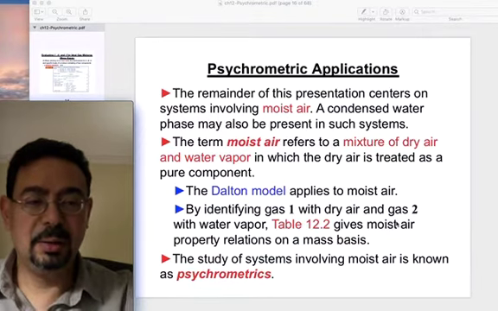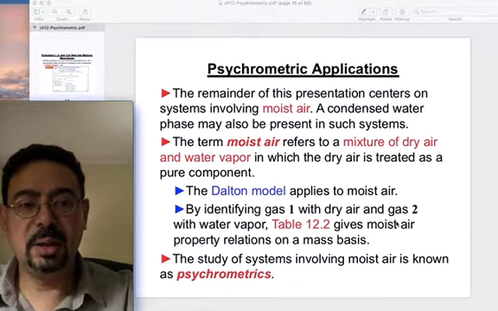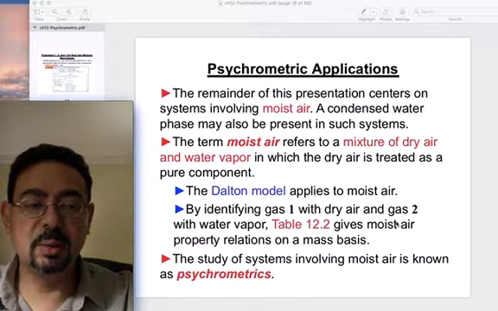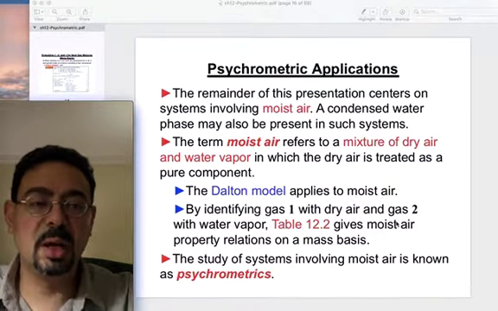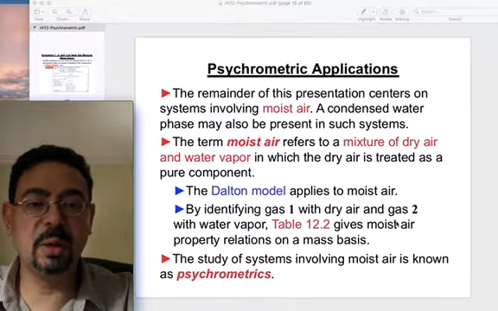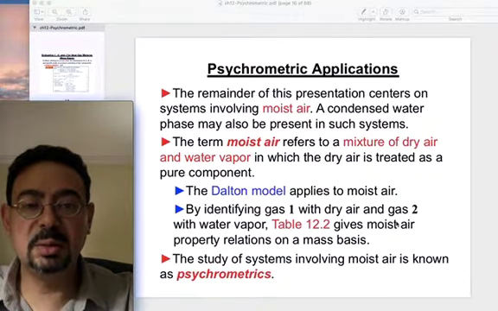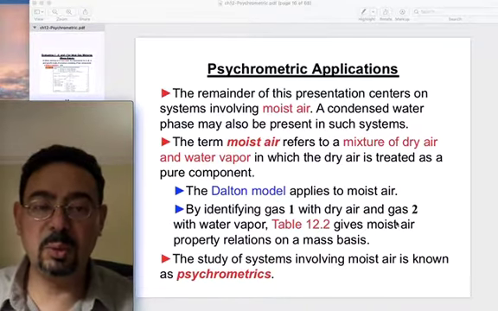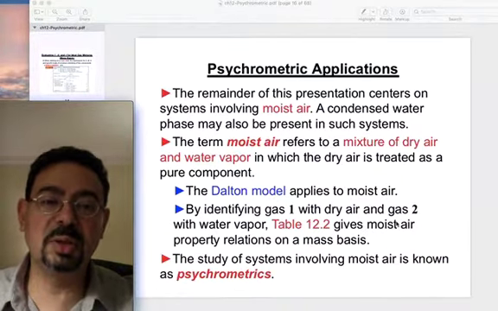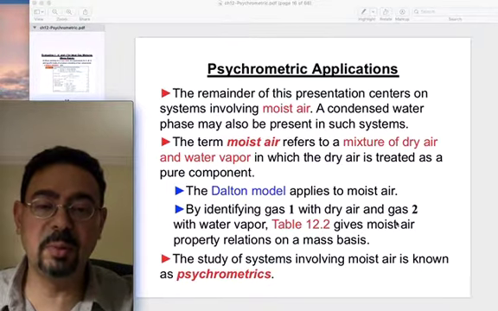So let's start talking about psychrometric application. Last time we talked about the mixture of different gases and how we can come up with their properties like the mixture molecular weight or the mixture enthalpy or the mixture specific heat. So now we'll talk about one particular mixture. That's a mixture of dry air and water vapor.